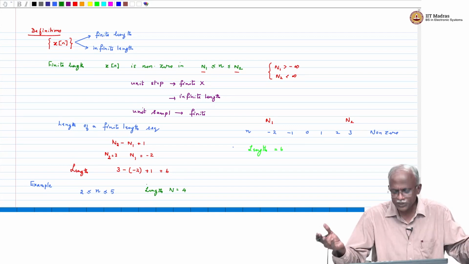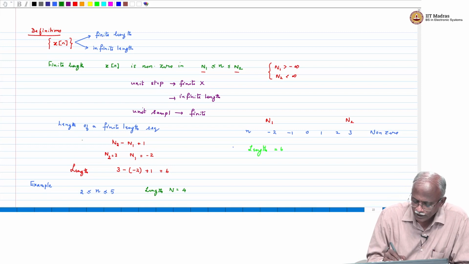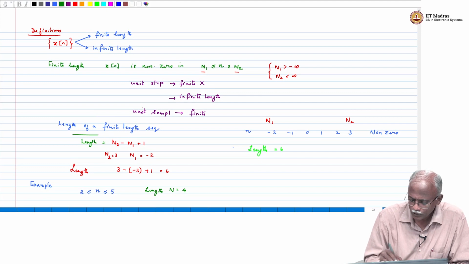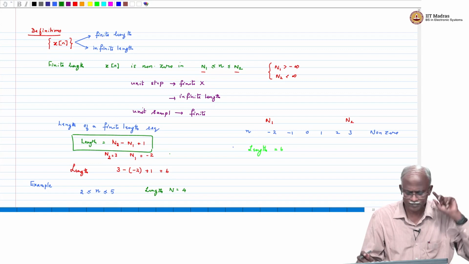But if it's some large value, negative numbers, it doesn't matter. You can always apply this formula. The length equals the right hand limit minus the left hand limit plus 1. Always, that is the formula. Okay, so use this as a way of representing the signals.